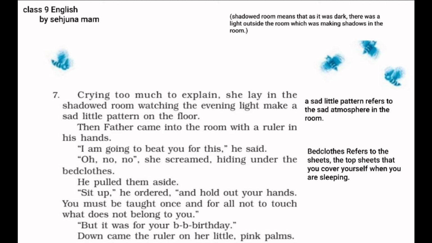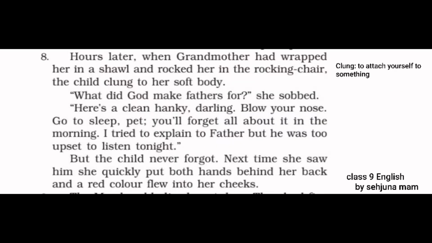But Kezia's father did not listen to her excuse. Next, "down came the ruler on her little pink palms." Here, Kezia's father hit the palms of her hand with the ruler. He was giving her punishment for that wrong act. So here, in this 7th paragraph, we know that her father has given her punishment. Now, para number 8.